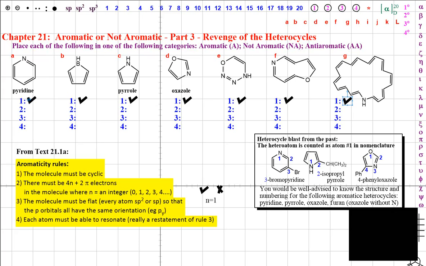Molecule A, pyridine, fits the bill when n equals 1. Counting the 6 pi electrons: 2, 4, 6.